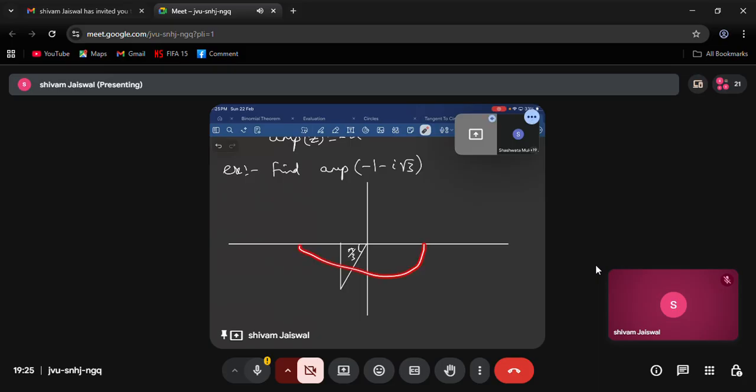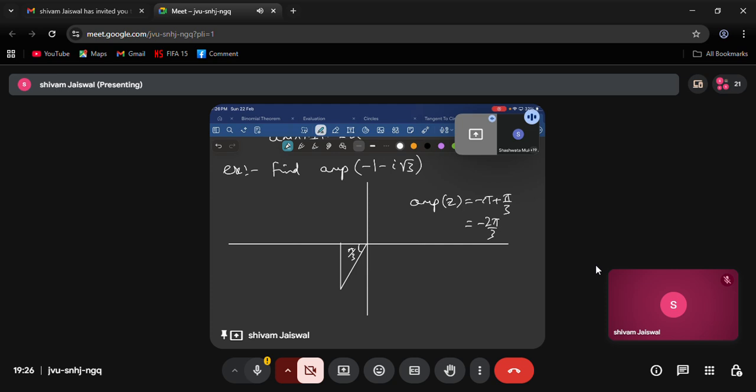minus pi plus pi by 3. Are you getting how I have got minus pi plus pi by 3? You have to go pi in the clockwise direction, then plus pi by 3. Always you need to maintain the range minus pi to pi. So what is the amplitude? Amplitude will be equal to minus pi plus pi by 3. This will be equal to minus 2 pi by 3.